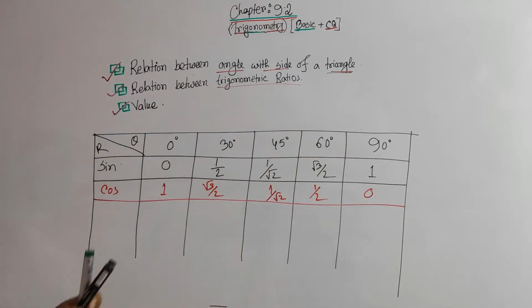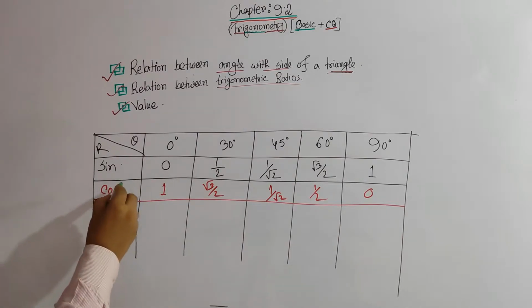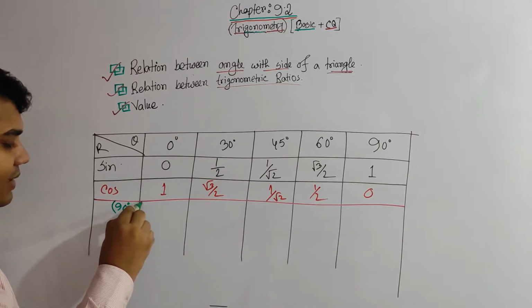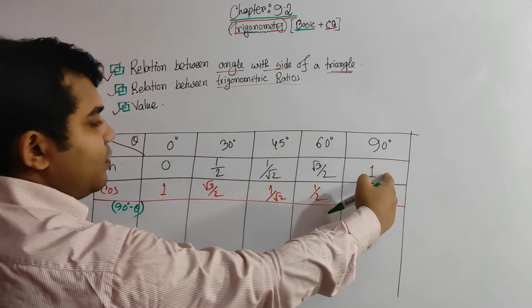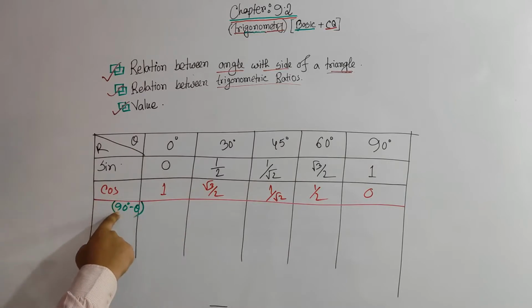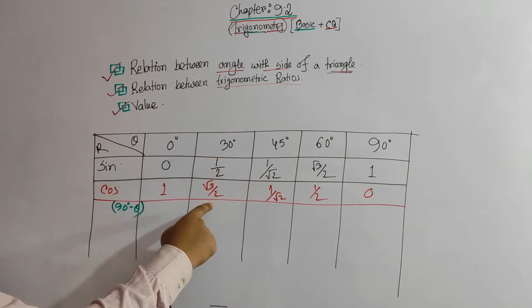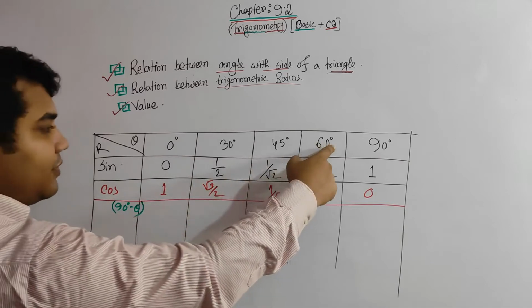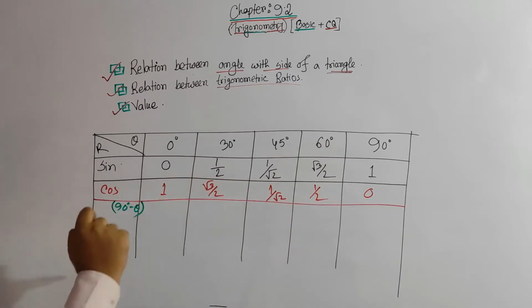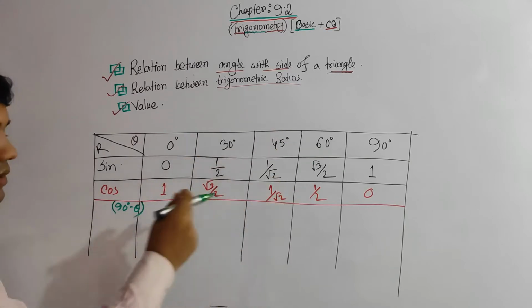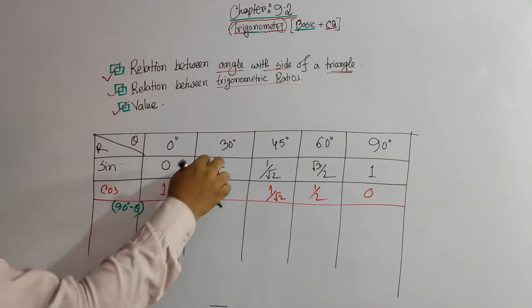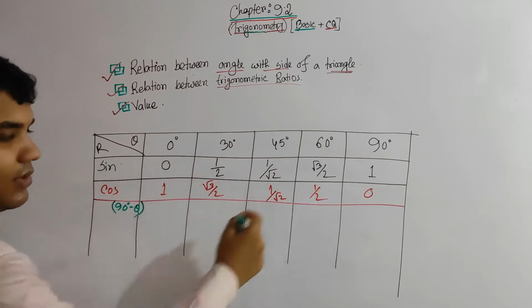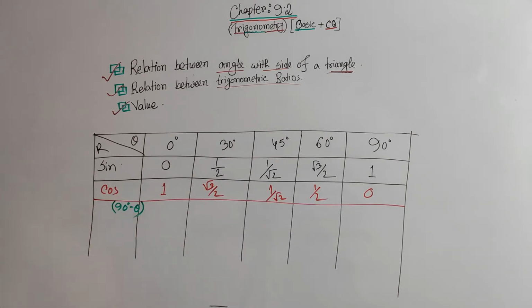I was talking about cos theta. You may think of it as 90 degree minus theta. So 90 degree minus theta is 90 degree minus 0, that means 90. So sin 90 is 1. That's why it is 1. Then 90 minus 30 is 60, and the value of sine 60 is root 3 by 2. Then for 45 degree, 90 degree minus 45 degree is 45 degree, so 1 by root over 2. 90 degree minus 60 is 30, and the value of sine 30 is half. So we may go this way also.